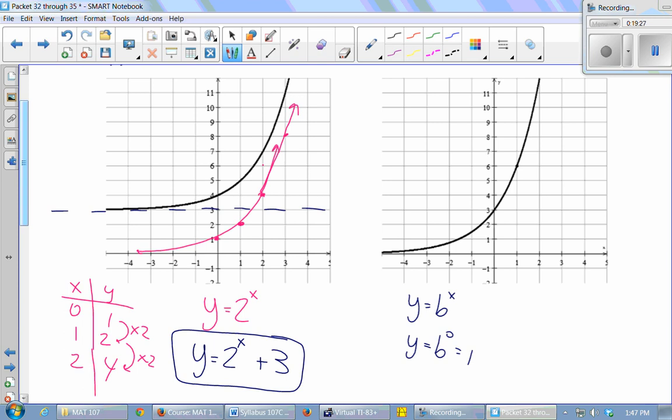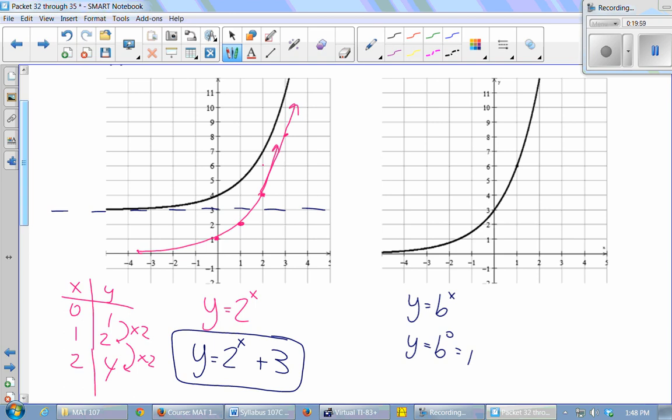So, what's the y-intercept of this guy? 3. Okay. But did I shift up from 1 to 3? Did I do a vertical shift? How do I know this is not a shift? Yeah, the asymptote hasn't moved. So I know that this is not a vertical shift.